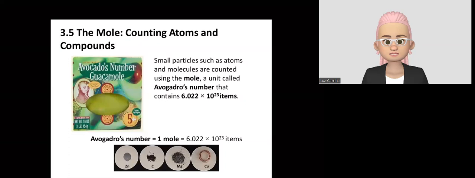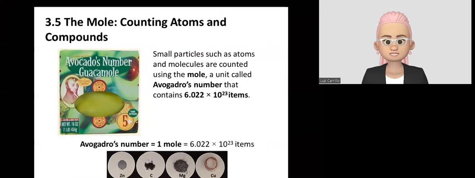In the image that you see in the bottom of the slide, these images are representing 1 mole of each one of those elements. Here we have 1 mole of zinc, 1 mole of carbon, 1 mole of magnesium, 1 mole of copper.